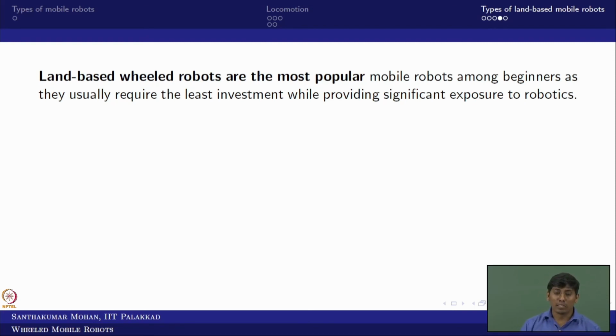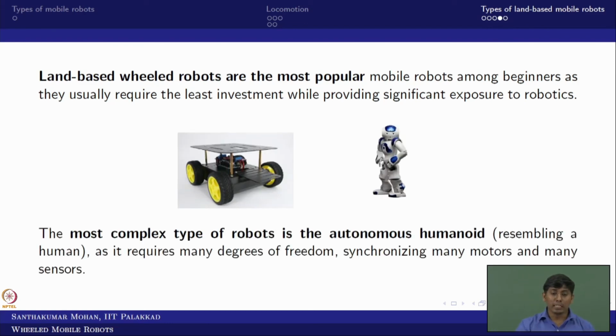There is actually complexity coming into the picture. Further, wheeled locomotion is the easiest to bring to beginners. That is what we are bringing in. The most complex type in the land-based category is nothing but the humanoid, and that too autonomous. Why is it so? There are several degrees of freedom, even 40-50 motors, but they depend on only two supports, which are the feet.